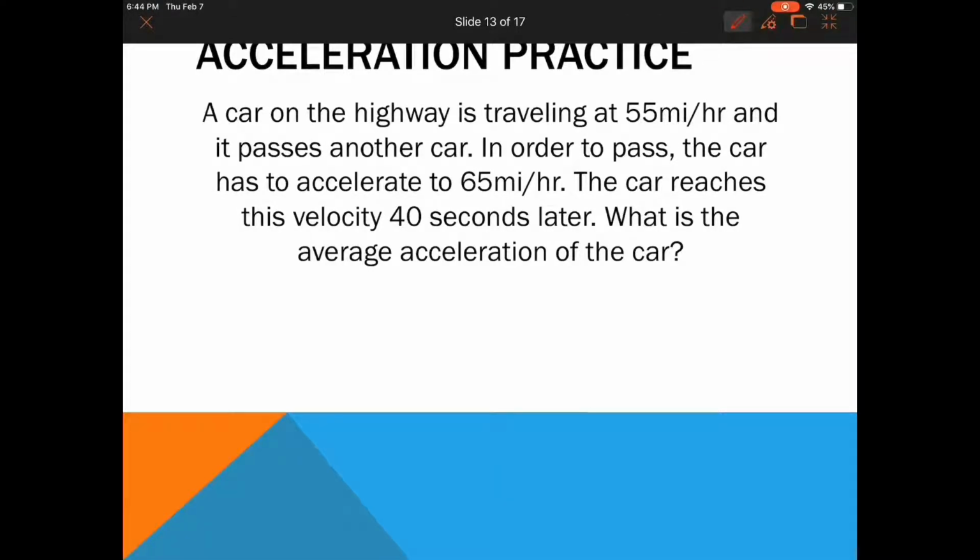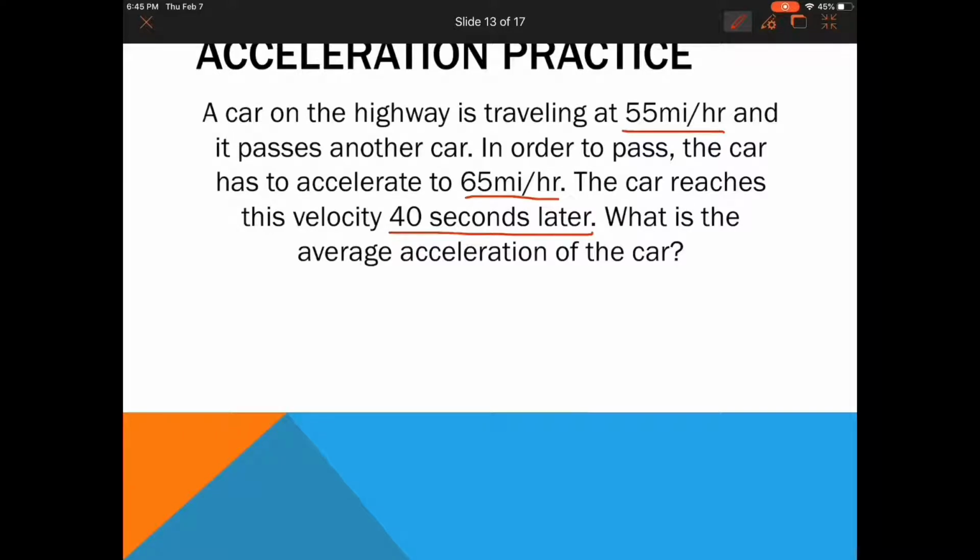A car on the highway is traveling 55 miles an hour and it passes another car. In order to pass this car, it has to accelerate to 65 miles per hour. The car reaches this velocity 40 seconds later. What is the average acceleration of the car?